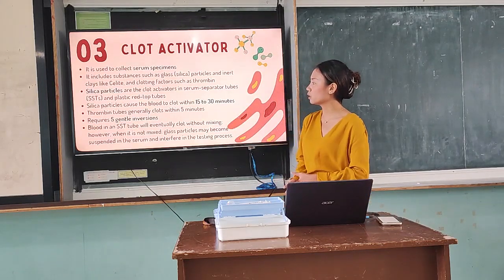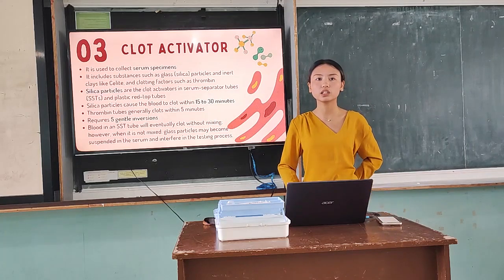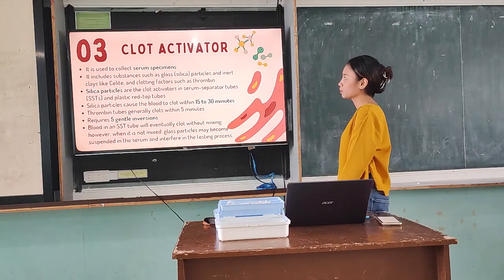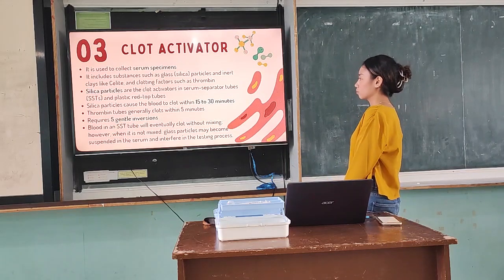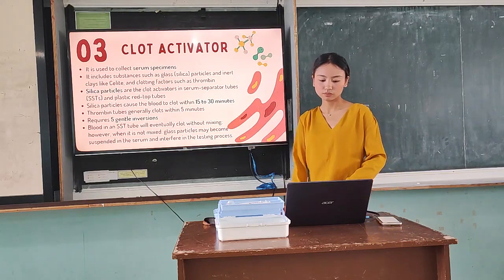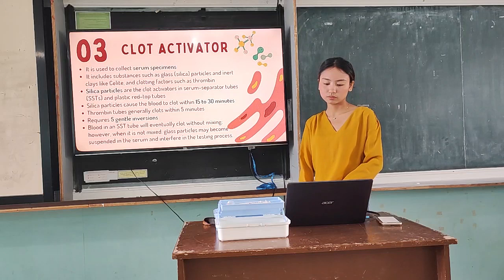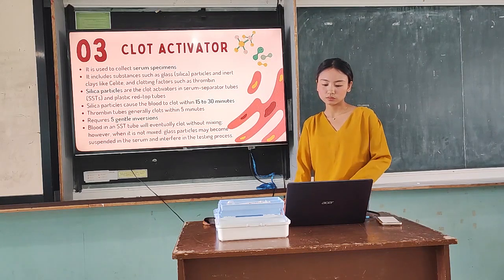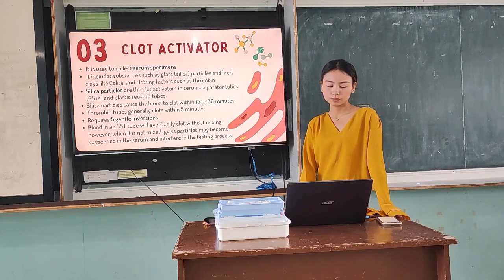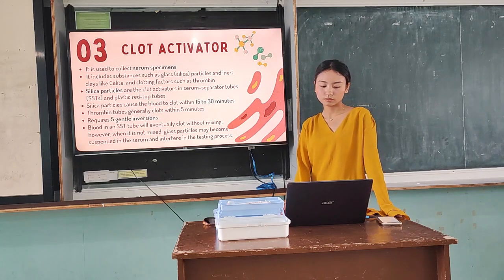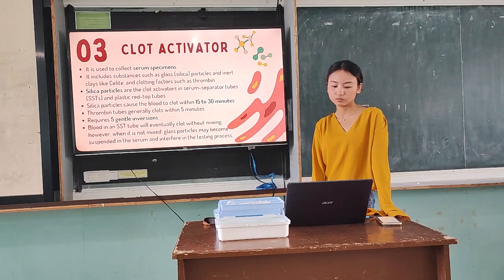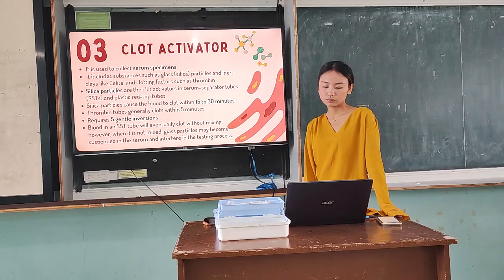So can anyone read the bullets here for the clot activator? Clot activator. It is used to collect serum specimens. It includes substances such as glass or silica particles and inert clay like celite, and clotting factors such as thrombin. Silica particles are the clot activators in the serum separator tubes, or the SSTs, and plastic red dot tubes. Silica particles cause the blood to clot within 15 to 30 minutes. Thrombin tubes generally clot within 5 minutes.